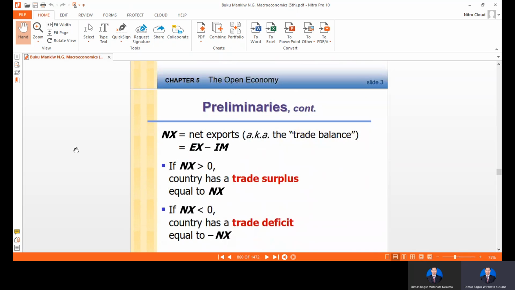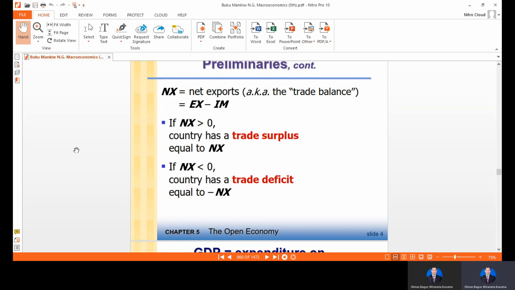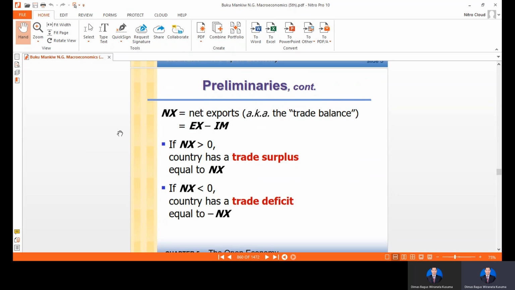And we have understood before that if we talk about export and import, we will discuss net export, which is the difference between export and import. If net export NX is more than zero, the country has a trade surplus, or equal to zero, a balanced trade. And if NX is less than zero, it means that it has a trade deficit.